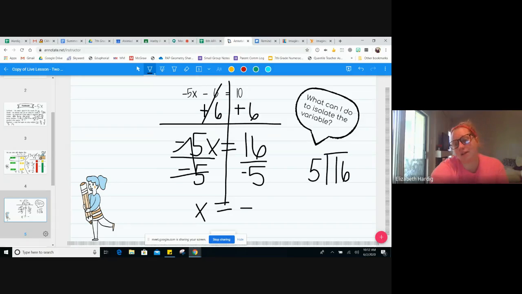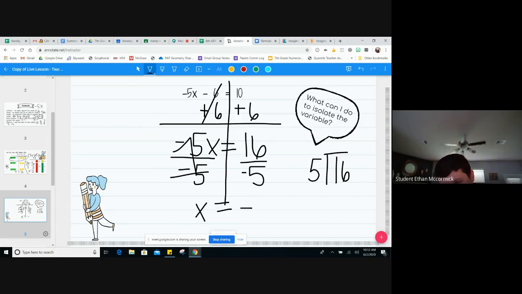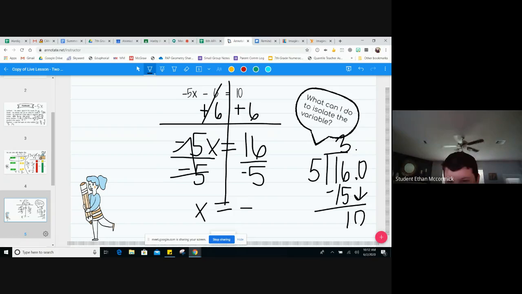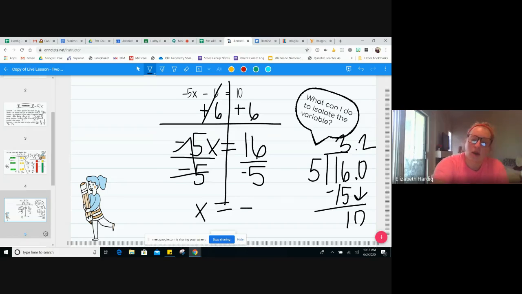How many 5s fit in 16? 3 of them. Don't mind my fingers. It would equal 15. Okay. All right, so now there's 1. So I'm going to add my decimal, 0, break it down. How many 5s go in 10? Yeah, 2. Good. So x was equal to -3.2.